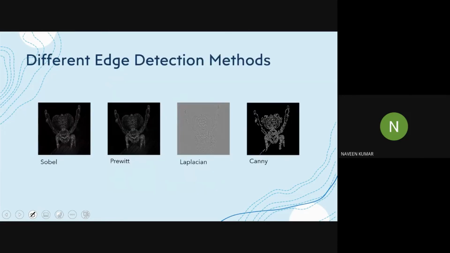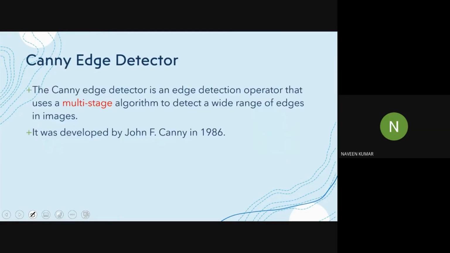There are many different edge detection techniques. Some of them are Sobel, Prewitt, Laplacian, and Canny edge detection. In this session, we will give more focus on the Canny edge detection method. The Canny edge detector is an edge detection operator that uses a multi-stage algorithm to detect a wide range of edges in images. It was developed by John F. Canny in 1986.